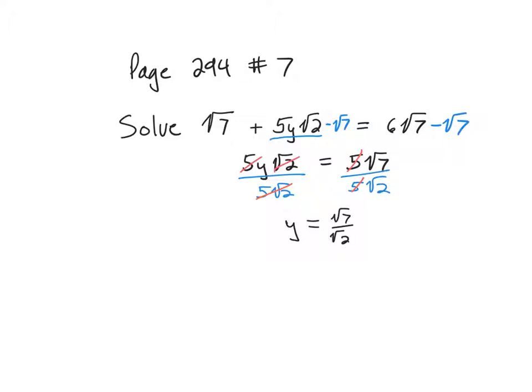Now I can't leave that because I have a denominator with a radical, so I need to multiply this by radical 2 over radical 2, and that gives me an answer of y equals radical 14 over 2.